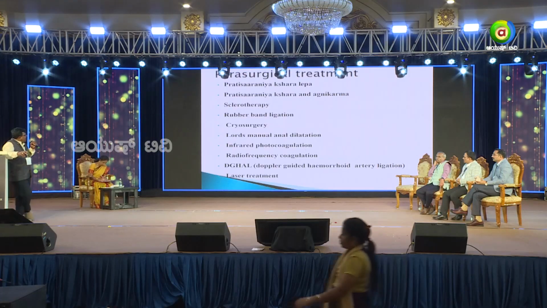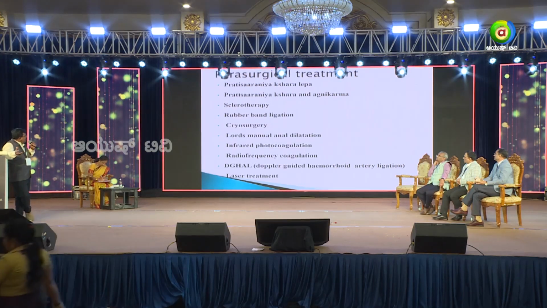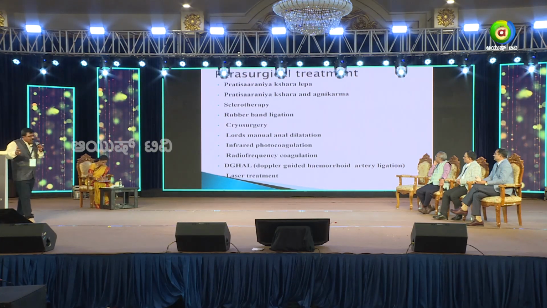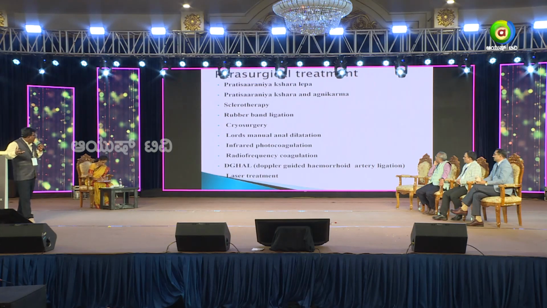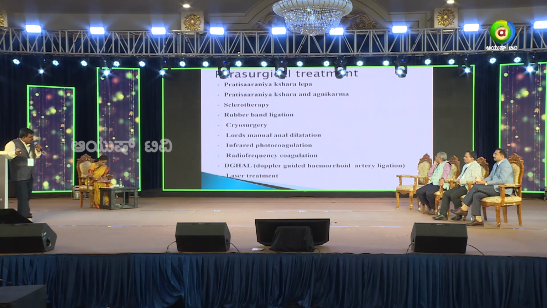You should make a rule, and always go for the history, and always a high fiber diet is advisable in all the cases. Next slide. And parasurgical treatment is Pratisarani Kshara, Agni Karma, sclerotherapy, cryo, rubber band ligation, radio frequency. Nowadays we are doing Doppler-guided and laser ablations. All these things are available nowadays. They are all parasurgical. There won't be any surgical intervention.